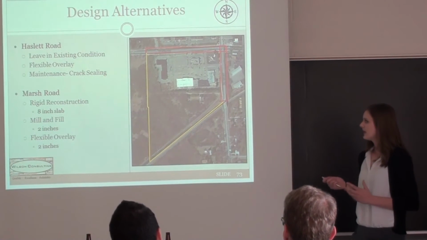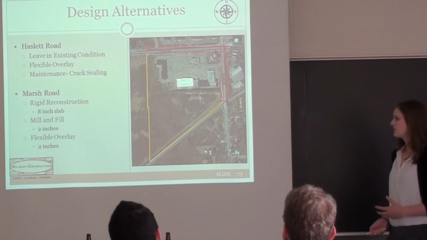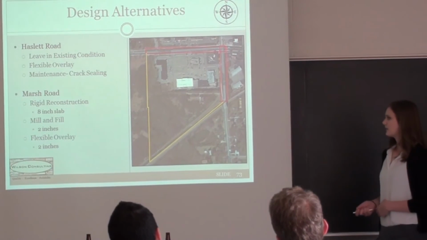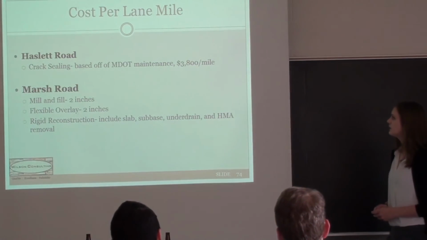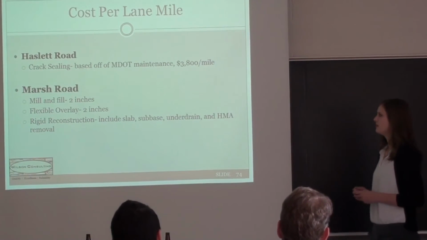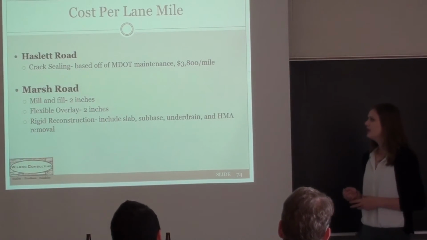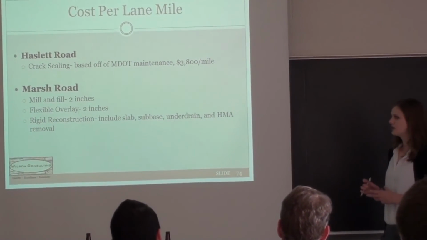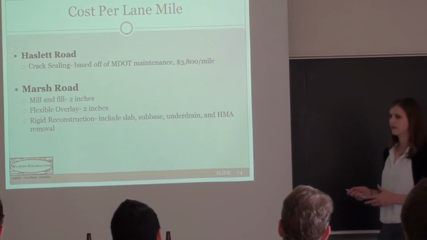Therefore, the only thing left to analyze was the crack sealing. For Marsh Road, a rigid reconstruction was analyzed, which gave us an 8-inch slab. A mill and fill and a flexible overlay were also analyzed similarly, and this gave us 2 inches for both. So the cost per lane mile was the next step. For crack sealing, the MDOT maintenance standards were used as a base point of $3,800 per mile. For Marsh Road, both the mill and fill and the overlay were calculated using the same process. So it was the 2 inches determined using the design alternative multiplied by the length and width of each lane, which is 12 feet for Marsh Road.